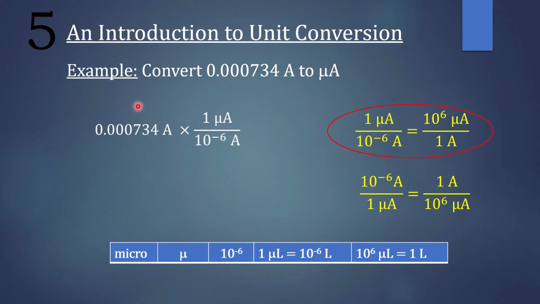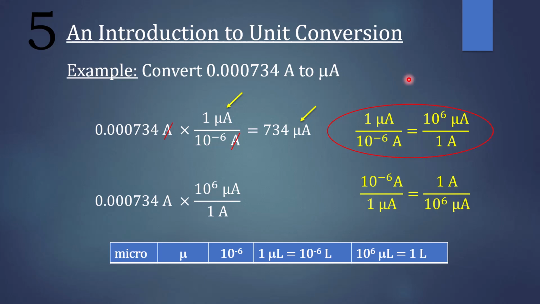So here's my 0.000734 amps. I'm multiplying by, in this case, 1 microamp to 10 to the minus 6 amps. Amps will cancel. There's my units left over, 734 microamps. So again, this conversion factor has an infinite number of significant figures. This one here, these preceding zeros are not significant, so there's only 3 significant figures here. Using the rules of multiplication and division, I can only have 3 significant figures in my final answer. And the units here, happily, are microamps.